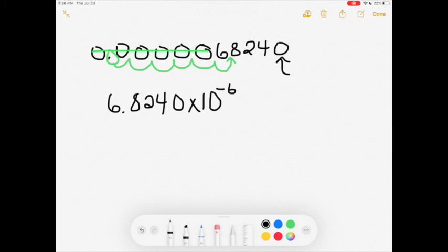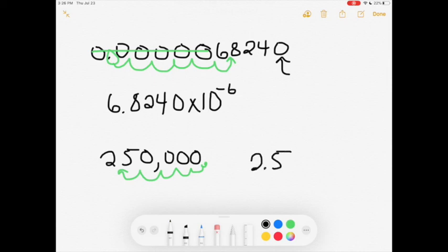Okay, we'll do one more example here. 250,000. Okay, so I have an imaginary decimal right there. 1, 2, 3, 4, 5. I'm going to rewrite 2.5. Okay, I'm going to leave off all these zeros. And that's my decimal portion. I'm going to write my exponent. I moved 5 spaces to the left, so I'm going to have a positive exponent. So again, this is just a way to shorten your number, not have to deal with all those zeros.